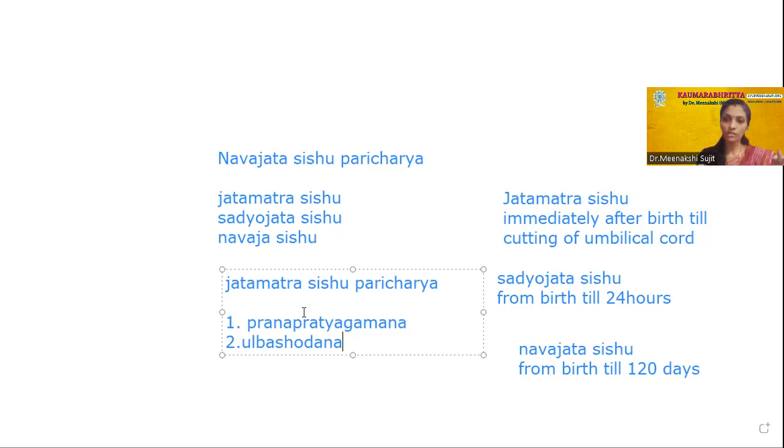So our acharyas were also having an idea about hypothermia. So they added saindava with grita, because grita is a bad conductor of heat, right? It will protect from hypothermia, and saindava will remove the stickiness. And this was about the Ulbashodana. And coming to the next, that is Mukhavishodana.